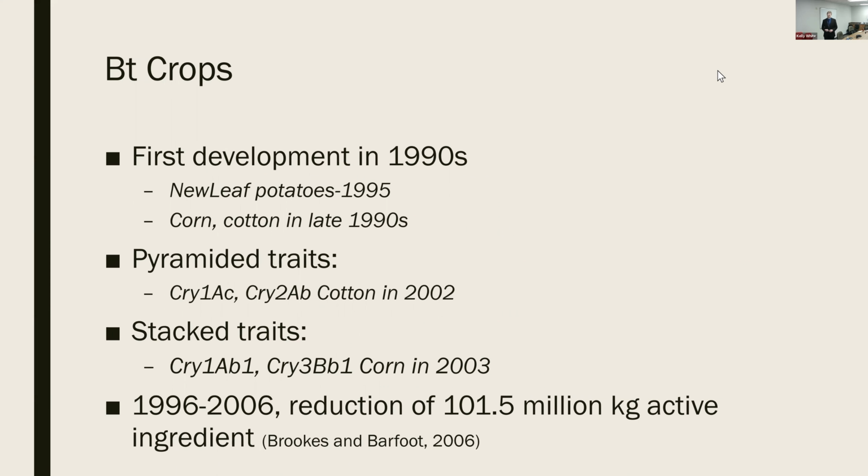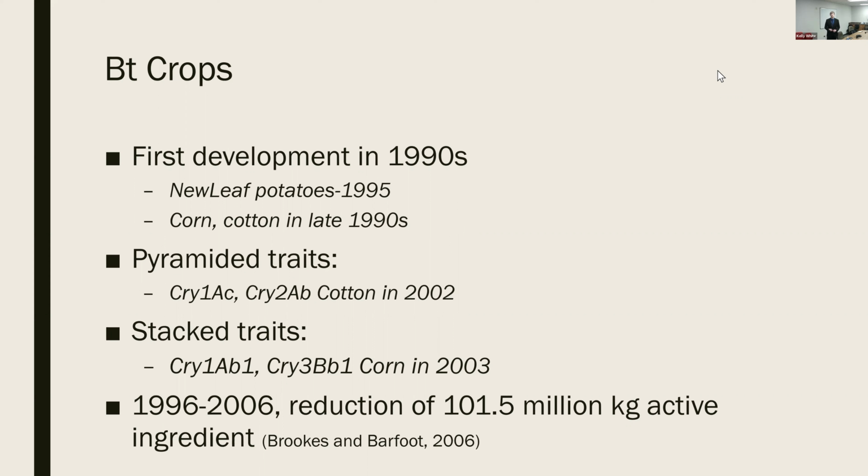Moving on into BT crops, these have been a very effective tool in the integrated pest management toolbox in helping to manage insecticide resistance. These crops were first developed and released in the mid to late 1990s. The first product release was NewLeaf potatoes by Monsanto, which was targeted to control Colorado potato beetle. In the late 1990s and the years shortly following this, we saw releases of corn to control European corn borer, and cotton to control cotton bollworm and tobacco budworm.